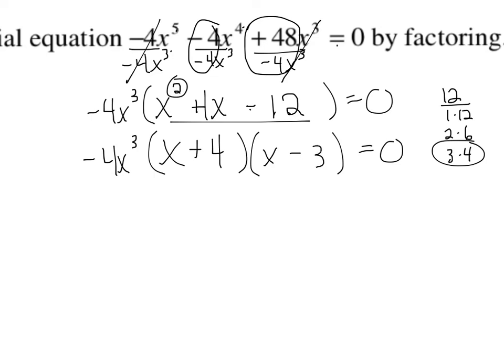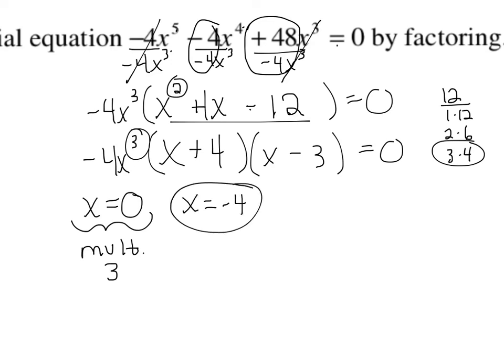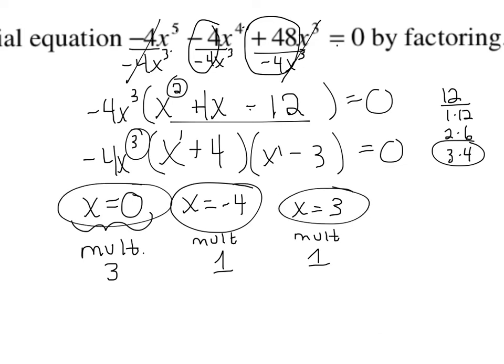So one more step is to set each of these equal to 0, which means x is going to equal 0, and since this was x to the third, it means there's 3 x's that equal 0. So we say this has multiplicity 3. X will equal -4 with a multiplicity of 1, because there's only one x right there. And the last one, x equals +3. And that also has multiplicity 1, because it was just 1 x. So there's the final answer.